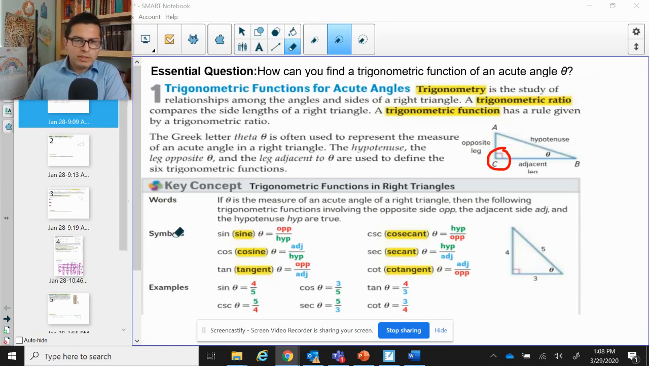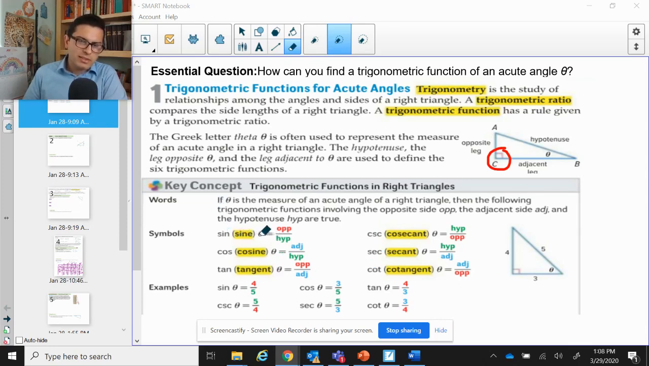If we look down here, we have words and symbols. Now, the symbol section here is the meat of what we're going to be talking about. Sine, cosine, tangent, and then over here we have cosecant, secant, and cotangent. Whenever they're written out, we're only going to be using the abbreviation. We're never going to use the entire cosecant or cotangent. We will just say CSC or COT.